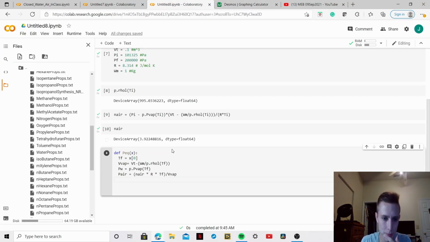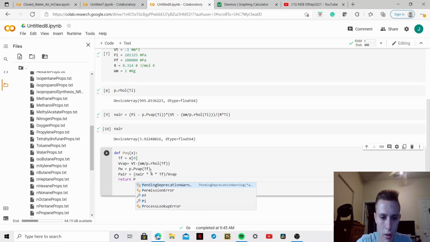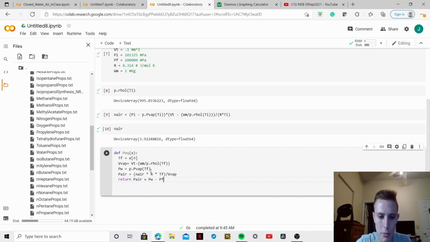So we want to set our function equal to 0. Essentially what I'm saying is we're going to bring our final pressure over to the right side and set it equal to 0. So it's going to be a negative final pressure. First of all, we're going to want to return our equation. So return our pressure of the air plus our pressure of the water minus our final pressure, PF.